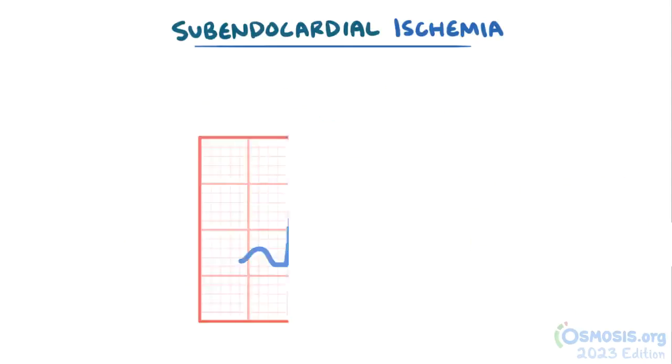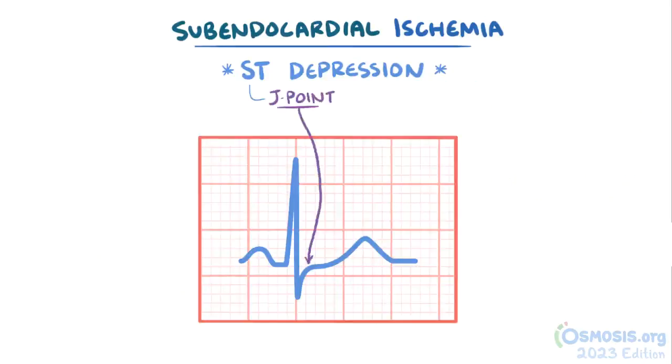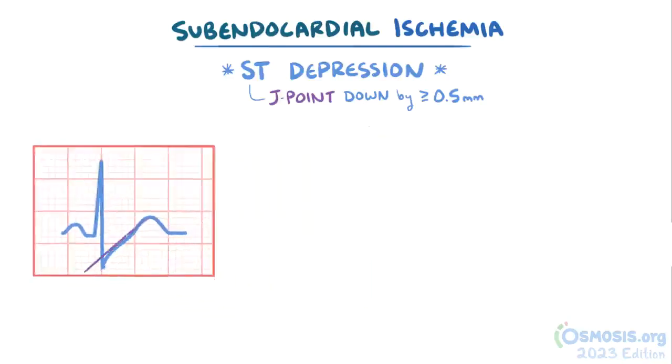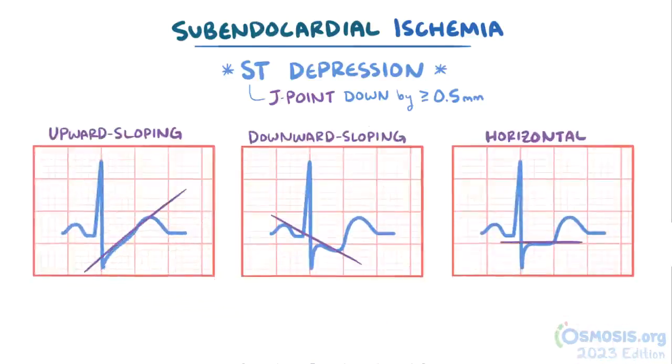When there's subendocardial ischemia in a region, it causes ST depressions in the corresponding lead on the ECG. An ST depression is when the J point, which is where the QRS complex meets the ST segment, goes down by at least 0.5 millimeters, or 1/2 of a small box. The ST depression can be upward sloping, downward sloping, or horizontal.